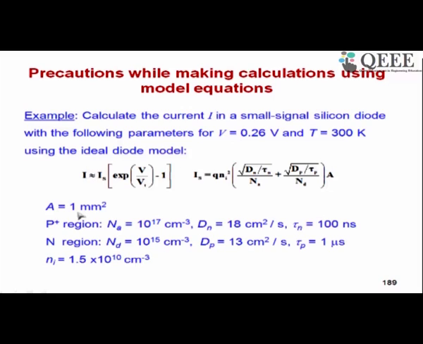Now these are the parameters. Area of the diode is 1 millimeter square. P region doping is 10 power 17 per centimeter cube. Diffusion coefficient is 18 centimeter square per second, and lifetime of electrons is 100 nanoseconds. N region doping is 10 power 15. Diffusion coefficient is 13 centimeter square per second, and tau p is 1 microsecond. And you know that Ni at 300 K is 1.5 into 10 power 10 per centimeter cube. So let us calculate the current I.